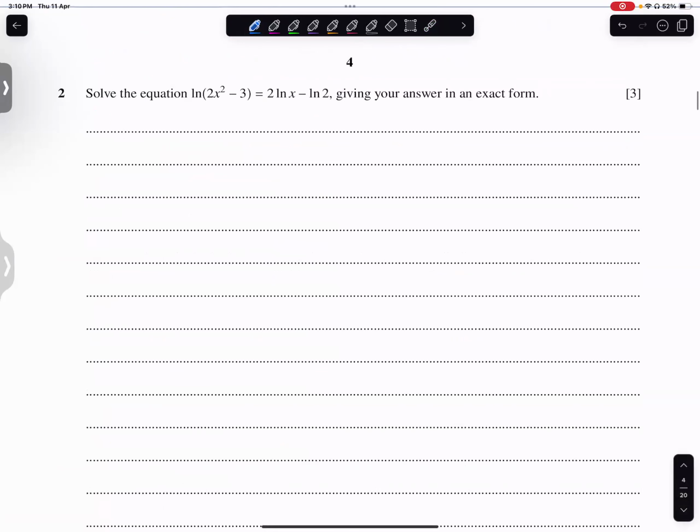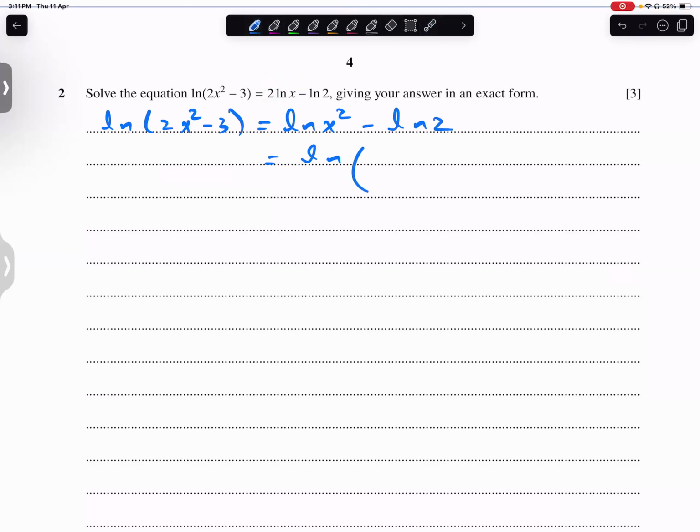The next question is from logarithms. Solve the equation, giving your answer in the exact form. Now, let's combine all the natural logs. Natural log of x square minus 2. Write this 2 in the power of x. And then natural log of x square over 2.